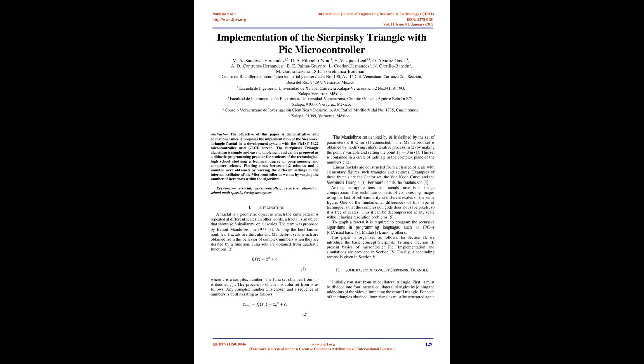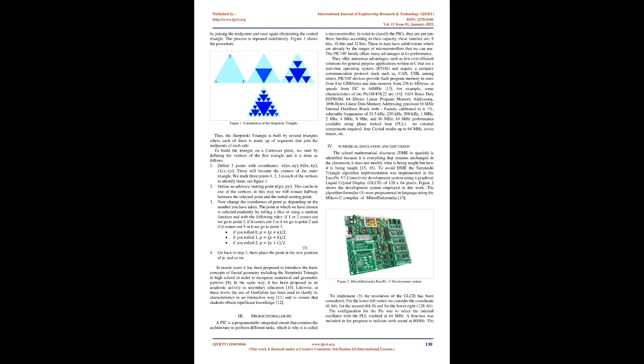Some basic concepts of the Sierpinski Triangle. Initially you start from an equilateral triangle. First, it must be divided into 4 internal equilateral triangles by joining the midpoints of the sides, eliminating the central triangle. For each of the triangles obtained, 4 triangles must be generated again by joining the midpoints and once again eliminating the central triangle. The process is repeated indefinitely. Figure 1 shows the procedure.